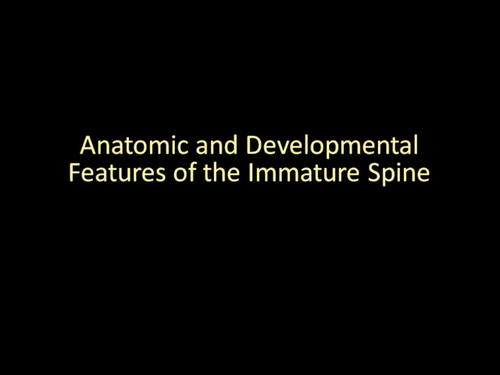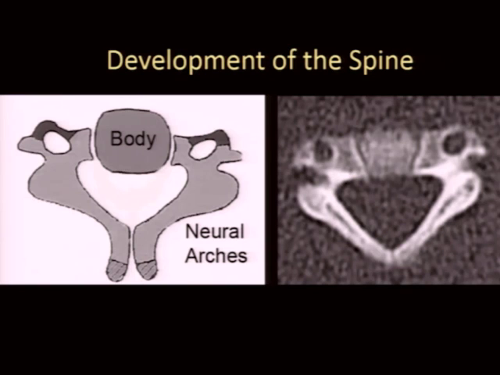At this point, let's go back and review some of the basic development of the spine, just so that we better understand some of the injury patterns that we see in young children. So early in life, the subaxial spine is composed of 3 ossification centers. Centrally, we have the body, which is flanked by the 2 neural arches. These are united by synchondroses, and synchondroses are cartilaginous joints that go on to ossify with time.